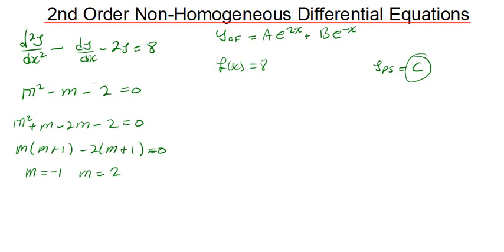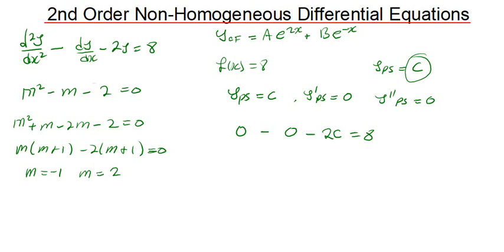So you can go ahead and do the substitution, but before that, we need to differentiate. We have y_ps equals C, then y prime of the particular solution is 0, and the second derivative is also 0. Substituting into our differential equation, we have 0 minus 0 minus 2 times C equals 8. Dividing both sides by negative 2, C equals negative 4.